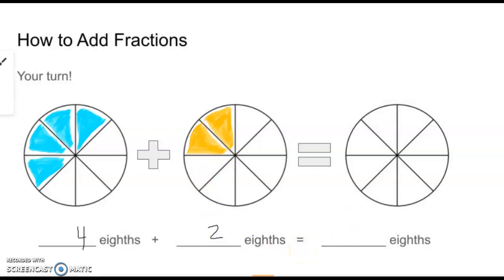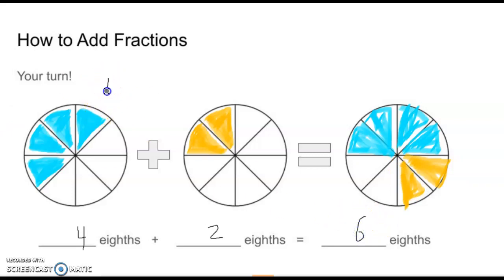And then if we were to add all of these together, we would simply add 1, 2, 3, 4 eighths. And then if we added 2 more, that would be 5, 6 eighths. We could also write this as 4 eighths plus 2 eighths equals 6 eighths.